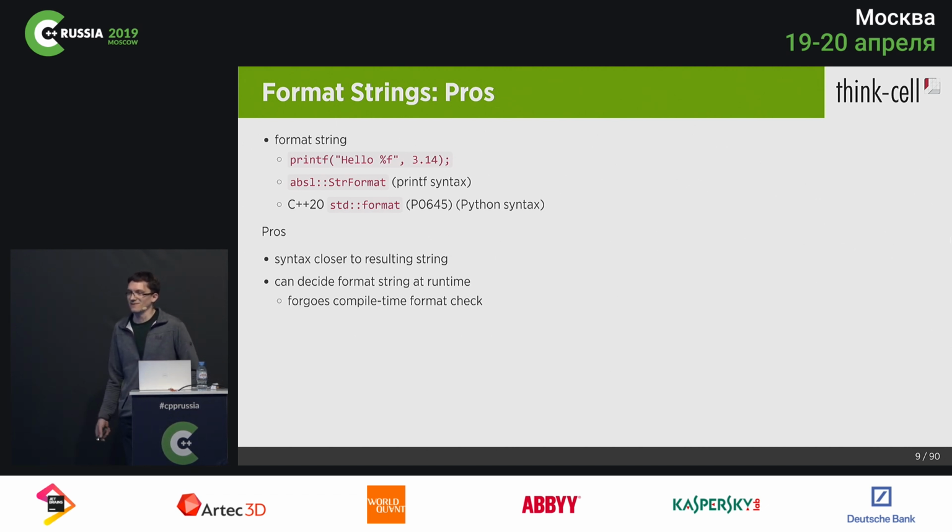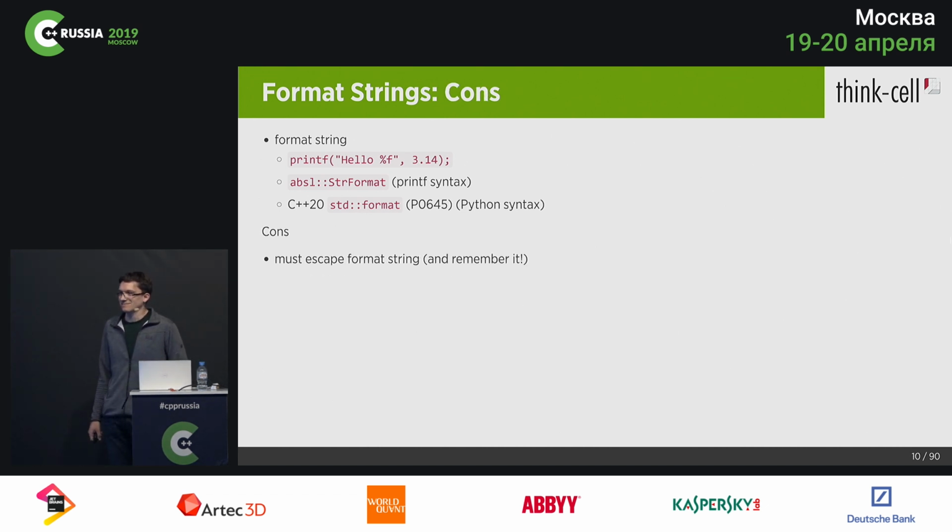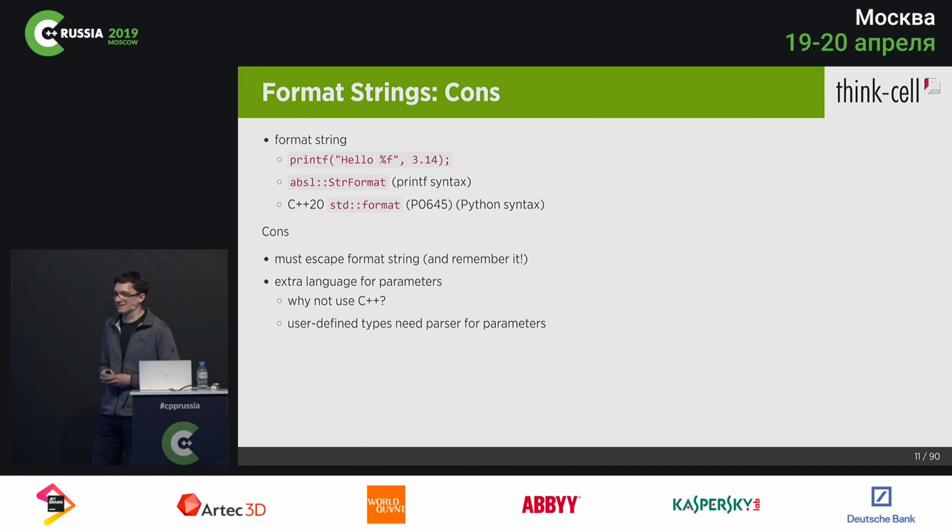If we supply the string at runtime, we cannot have the compiler check the list of arguments against the format string itself. And on the negative side, of course, we have to do escaping. We need to be careful to escape every time if we, for example, use a percentage sign in the printf syntax, and we must not forget to do this. Also, we have this funky extra language to specify the parameters, like how many decimal digits you want in your number.